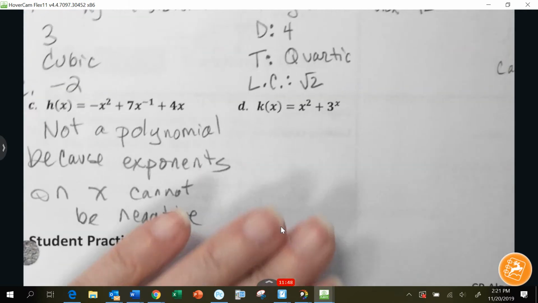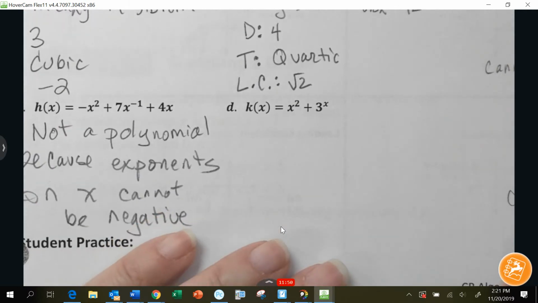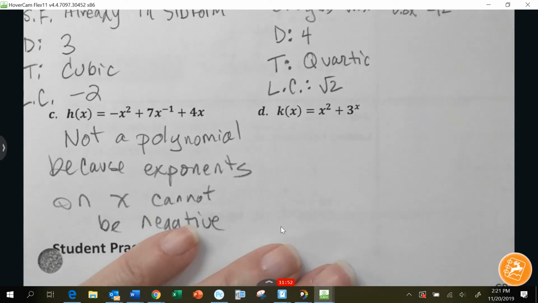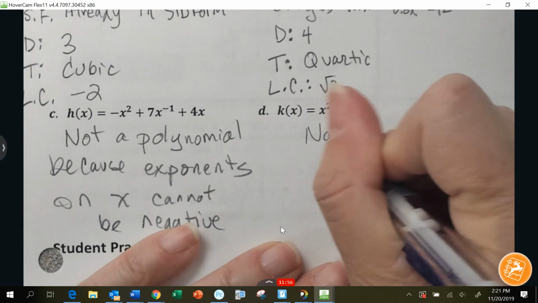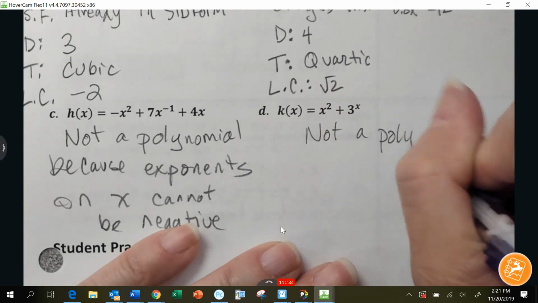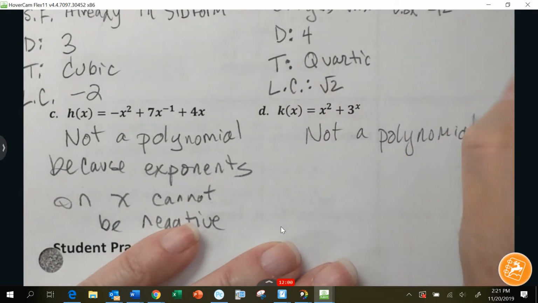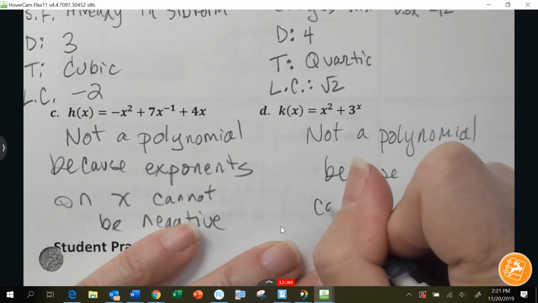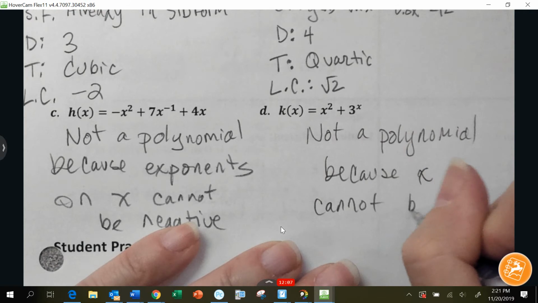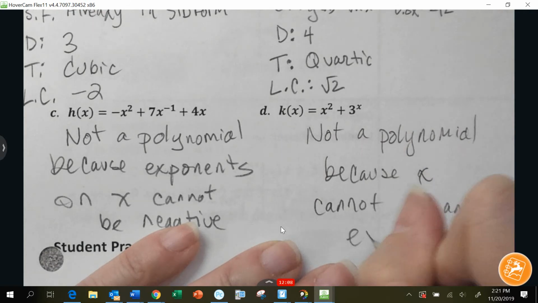Okay, and then question D. Is that a polynomial or not a polynomial? No. Why not? The exponent of the x. Not a polynomial because x cannot be an exponent.